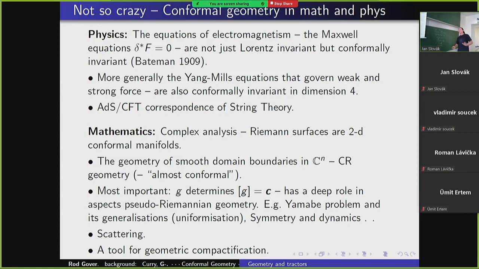The AdS-CFT correspondence, for those of you who know what that is, the anti-de Sitter conformal field theory correspondence, uses a lot of conformal geometry. In mathematics, Riemann surfaces, which are one-dimensional complex manifolds, so two-dimensional in the real sense, are conformal manifolds. And then if you take smoothly bounded domains in CN, the boundary picks up what's called a CR structure. When you're studying such domains, you're interested in the invariance up to biholomorphisms of those domains, and then a certain amount of the boundary geometry is preserved, and that's called CR geometry. There are further details to go into. And that's almost conformal. I won't go into what that means, but you can ask me later if you want.